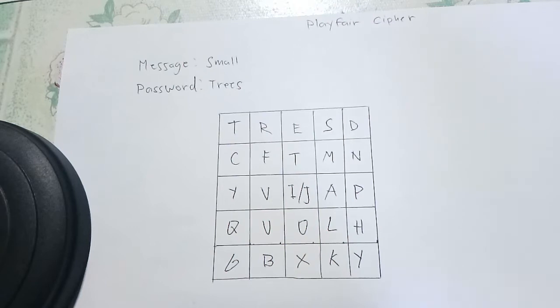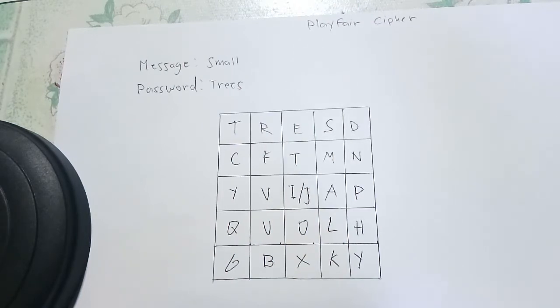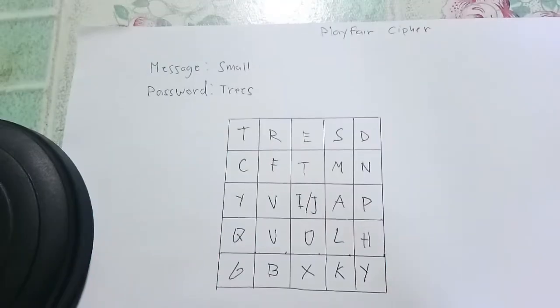Okay guys, I've made a Playfair Cipher square and it contains the message and password. The message is small and the password is trees. In the Playfair Cipher square, there is the square of letters with the alphabets, and in the alphabets we will find the password trees.